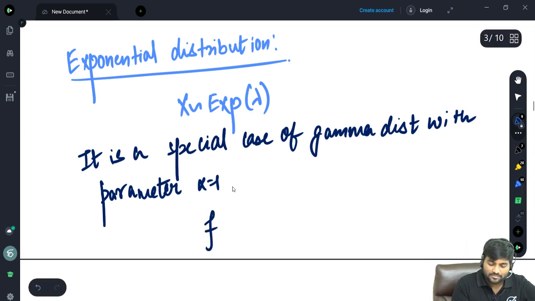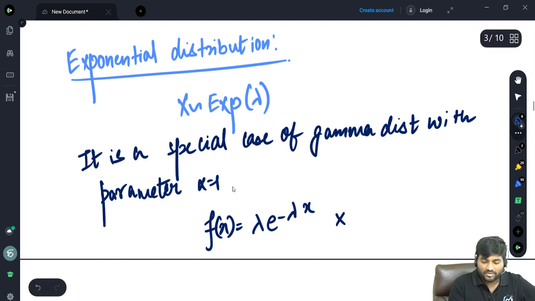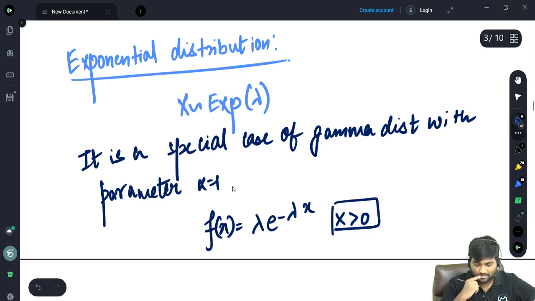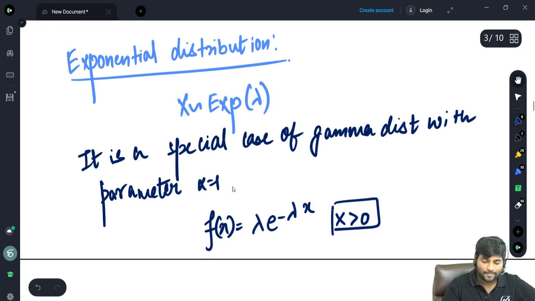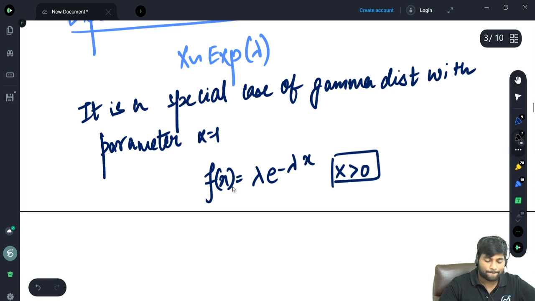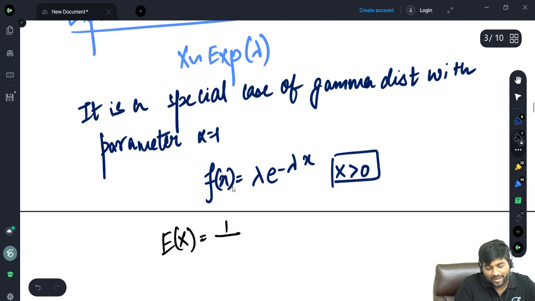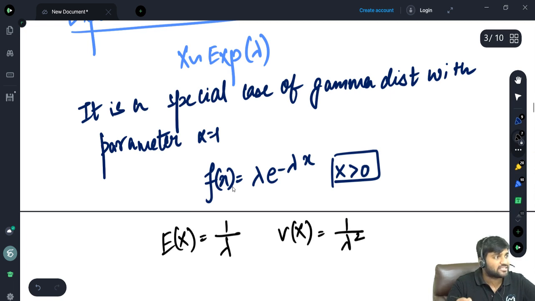So fx is lambda e to the power minus lambda x, for x greater than 0. This PDF can be obtained by putting alpha equal to 1 in the PDF of gamma distribution. What is the mean? 1 by lambda. What is the variance? 1 by lambda square.